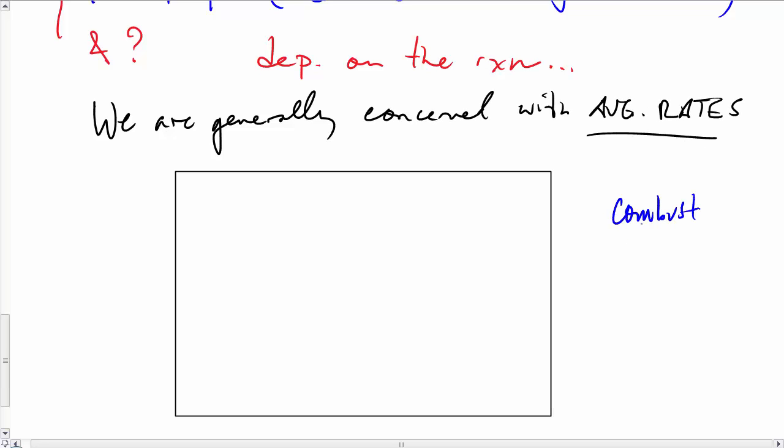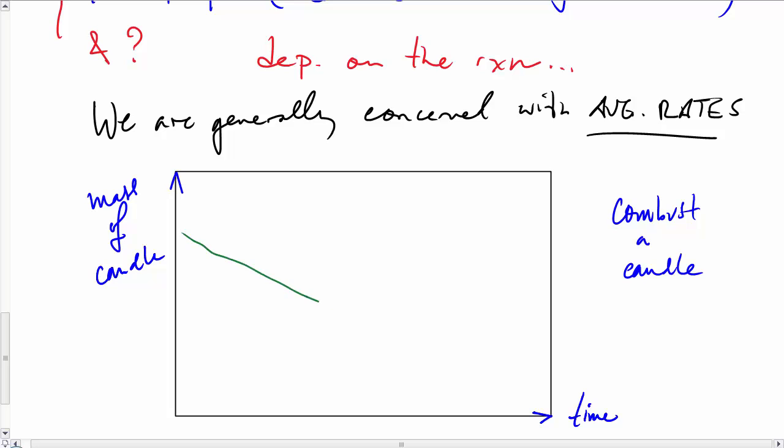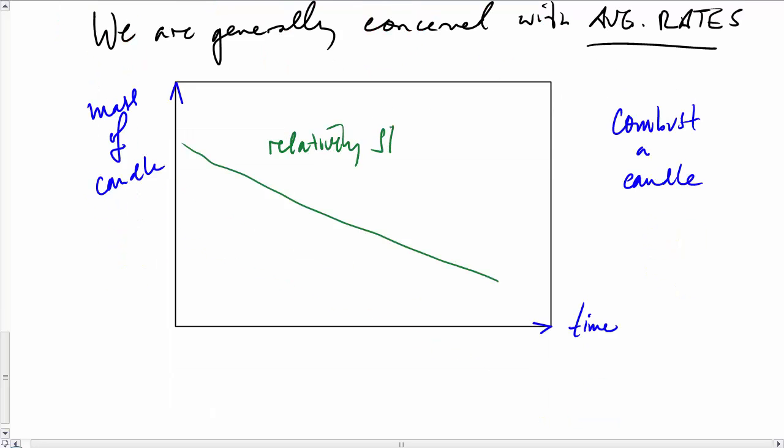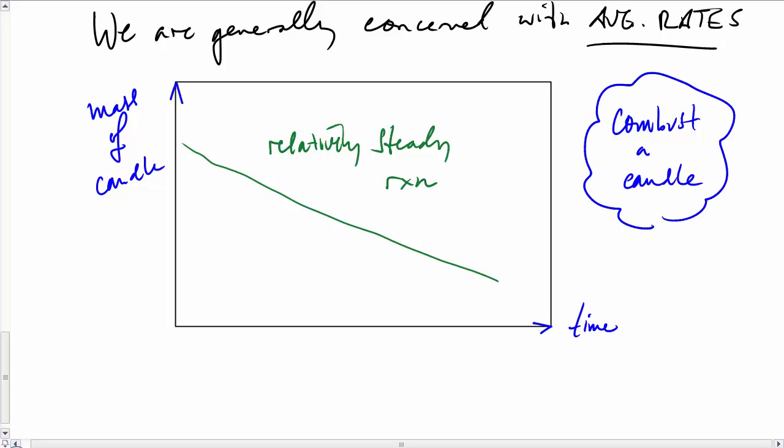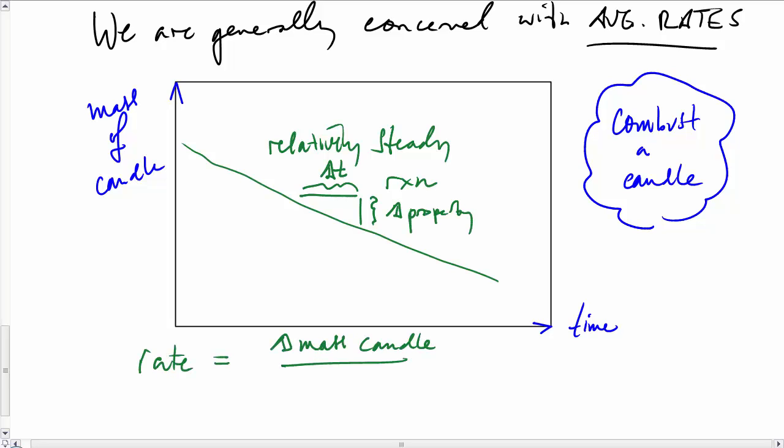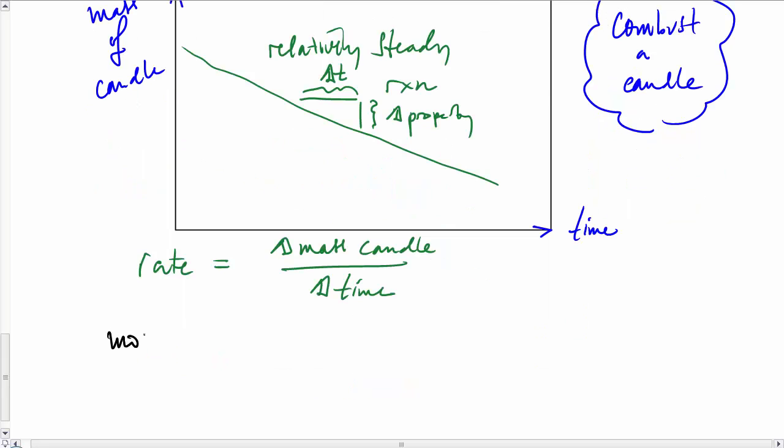Now, we're usually concerned with average rates. So let's look at combusting a candle. Here the mass of the candle will be on the left and time will be on the right. Candles burn at a relatively constant rate, and so this relatively constant or steady reaction shows you a nice straight line here. And this slope, that would be the change in the property over the change in time. Here we have the change in some property, say the mass of the candle, for instance. We would say the rate of this was equal to the change in the mass versus the change in time.